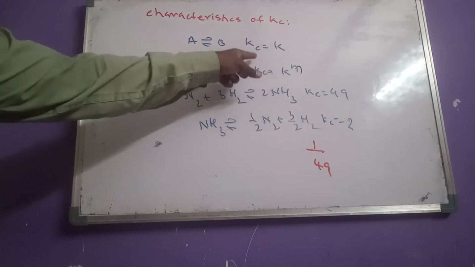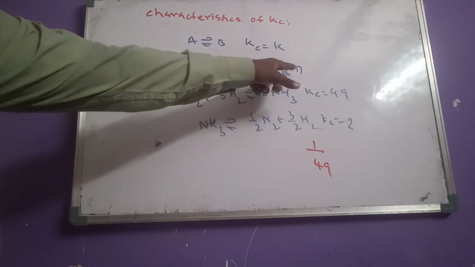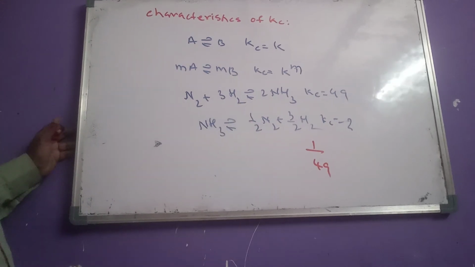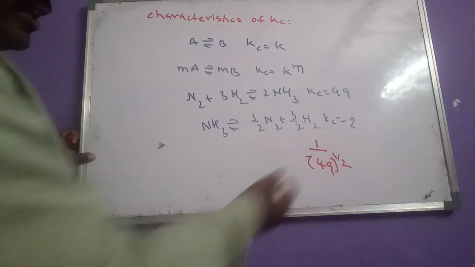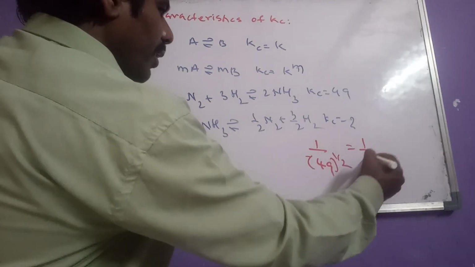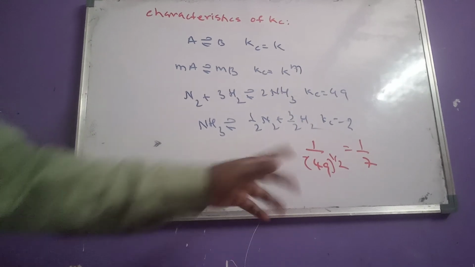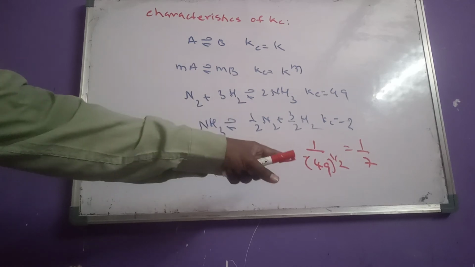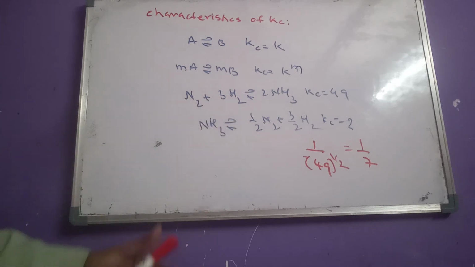And as per our description, if any reaction is multiplied with m factor, we have to write K power m. So as this reaction is multiplied with 1 by 2 factor, now we have to write 1 by 2 as the power. 49 power 1 by 2 means nothing but root over 49. Root over 49 means now the answer is 1 by 7. So like that, we have to calculate Kc value by observing what changes have taken place in the reaction.